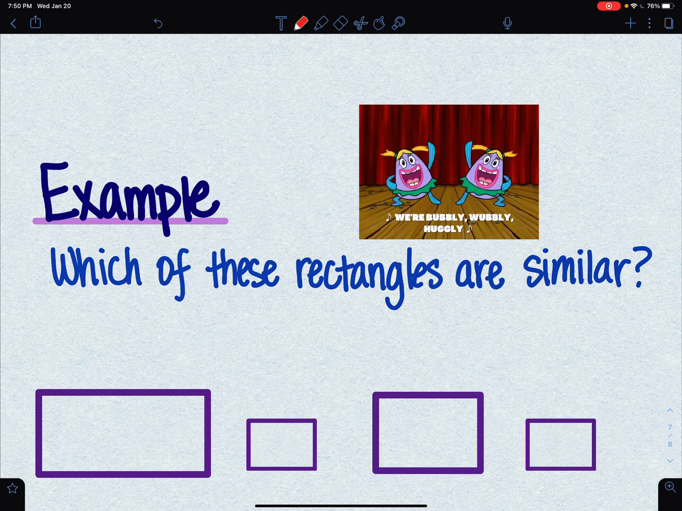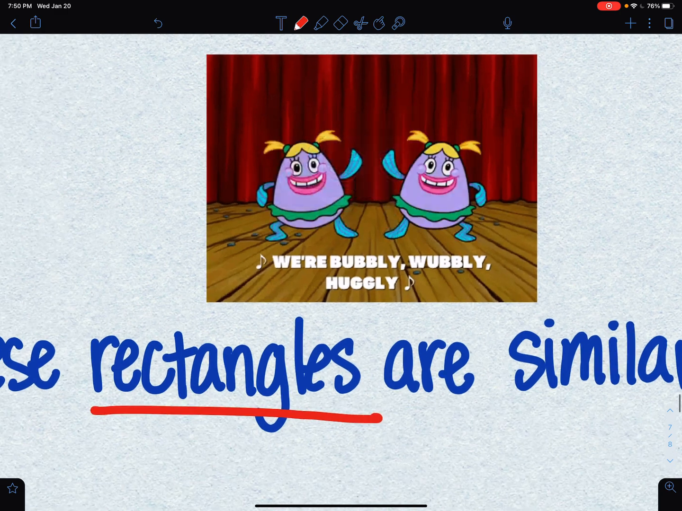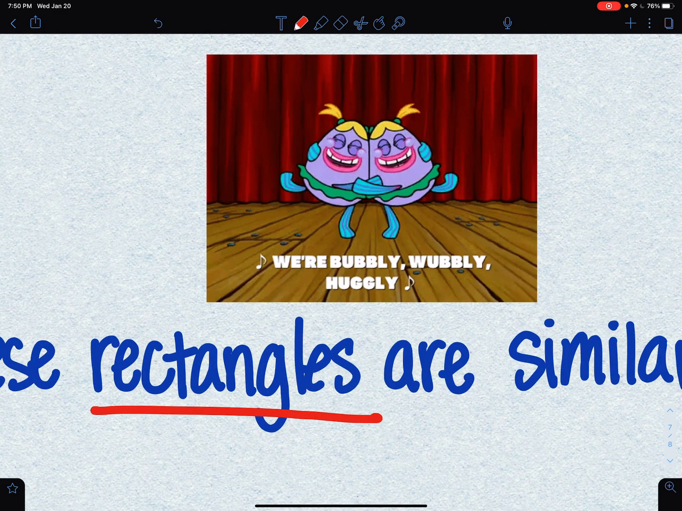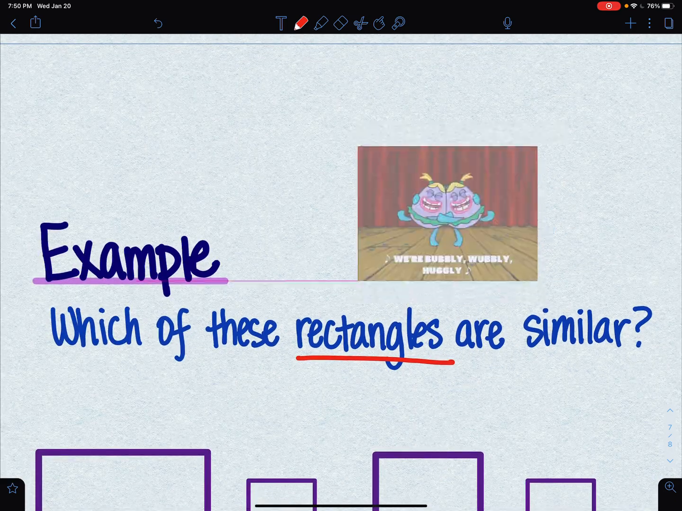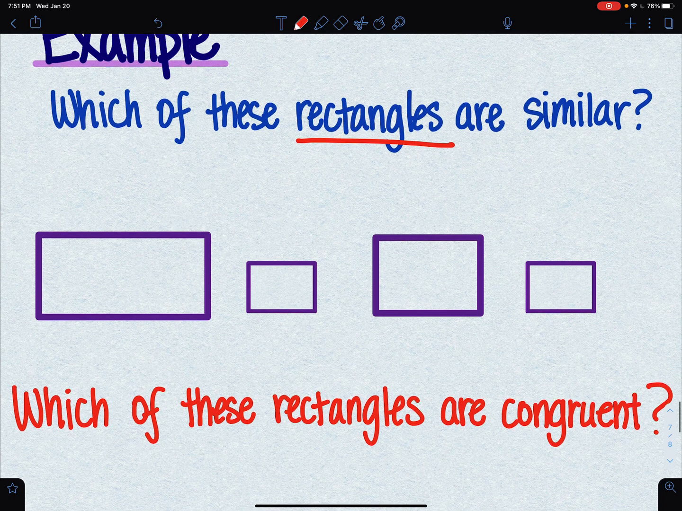Which of these rectangles, now we're talking about rectangles, are similar? And here I gave you some twins from SpongeBob, right? And so these guys would be congruent because they look exactly the same. But they're pretty distracting, so I'm going to move them out of the way. Which of these rectangles are similar?